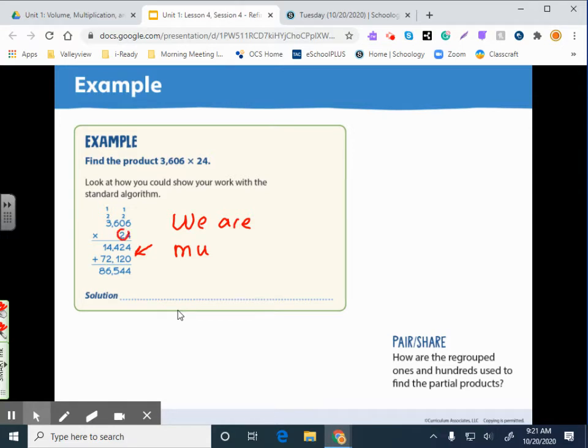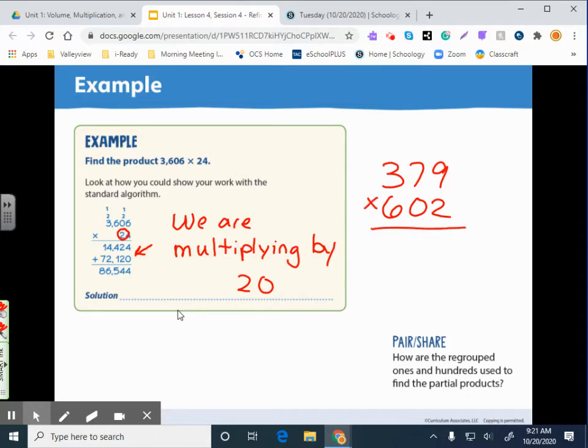Like that 2 right there, we're multiplying by 20. And that 0 just is tacked onto there. So if we were multiplying, for example, 379 times 600 or 602, just randomly, that first line would be 3 digits, and then the next line would have a 0 because that would be the tens, and then this line would have 2 zeros because we'd be doing it by the hundreds, so on and so forth. So that's what they're asking for that question.